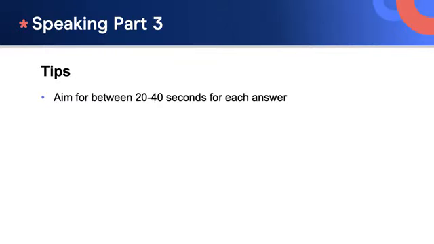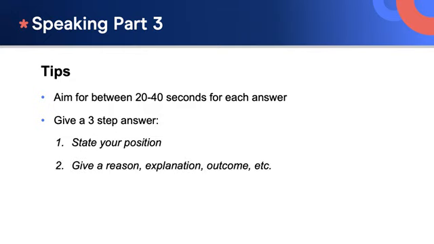Aim for between 20 and 40 seconds per answer. To develop your answers, think about giving what we call a 3-step answer to each question. For step 1, you should state your position, such as saying, I agree, I disagree, yes, no, or I think. In step 2, you can give a reason, explanation, outcome, and so on that supports your position. And then step 3 is where you can give an example.